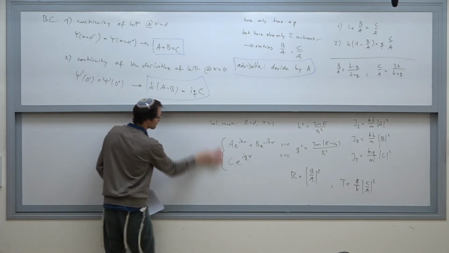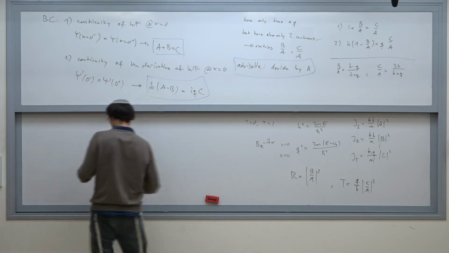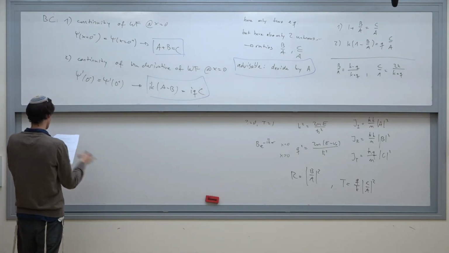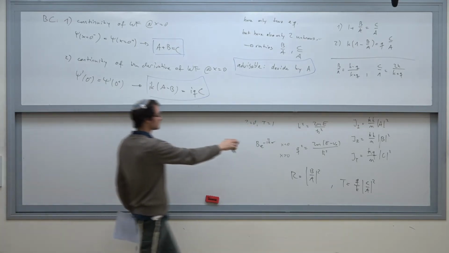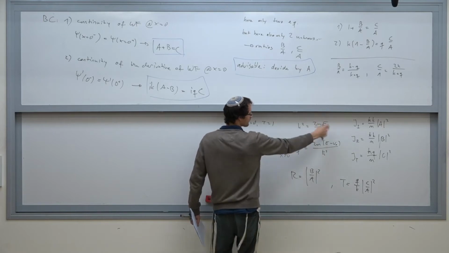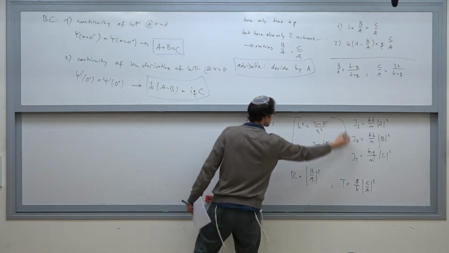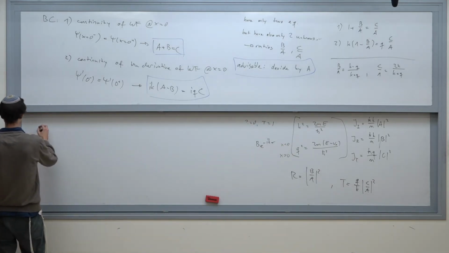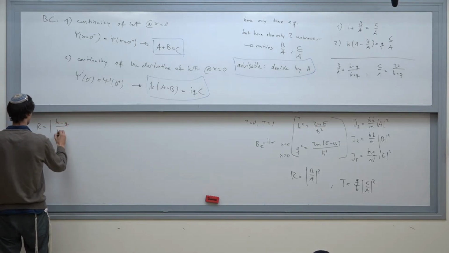What is left is to take the absolute value squared and plug in our k and q, which is the square root of this, right? So remember this, we'll need it in a second. The reflection coefficient is k minus q divided by k plus q, squared.